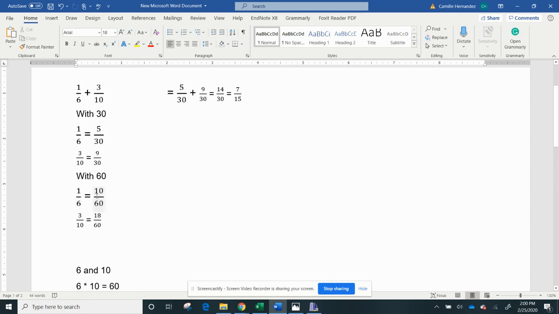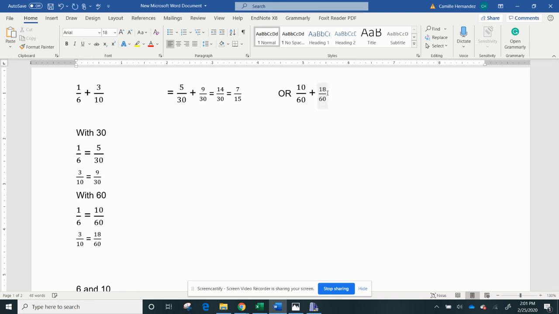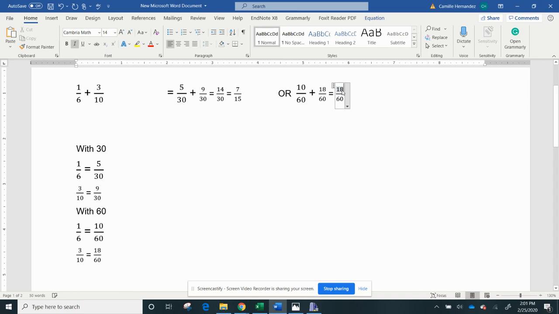This one to me with the 60s is easier, okay? So I'm going to take this 10/60. Okay, so again, that was my answer. Let me go over here and put a big or, okay? There's that, and then I'm going to add it to 18/60. Okay, all right, so let's do this. Remember, bottom stays the same, top changes. So 10 plus 18 equals 28. I was getting ahead of myself. Okay.